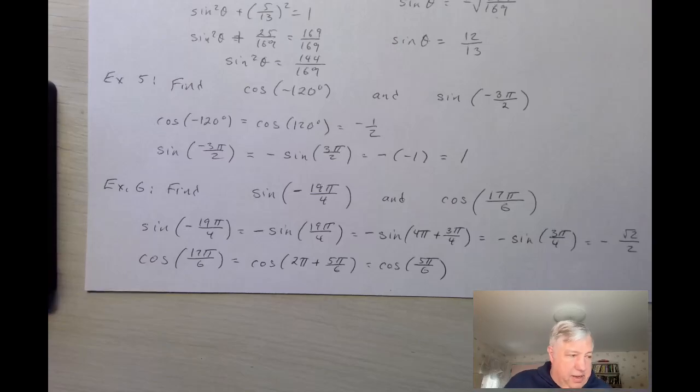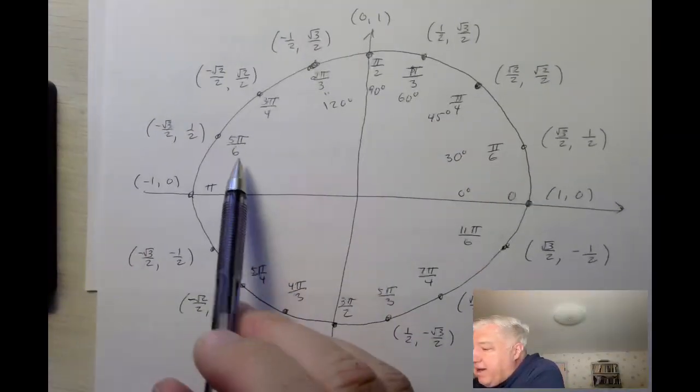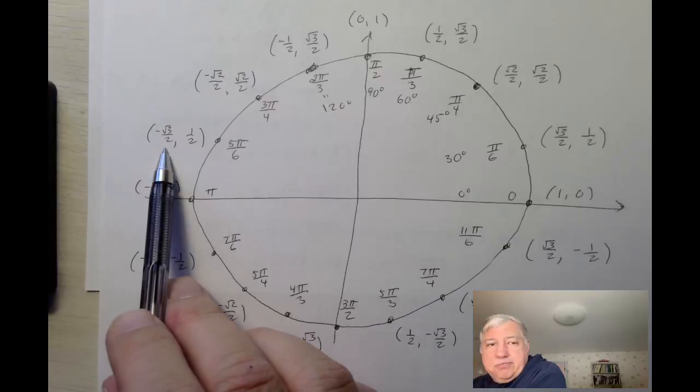Okay, and if we look at our unit circle, for cosine of 5 pi over 6, the cosine is minus root 3 over 2.